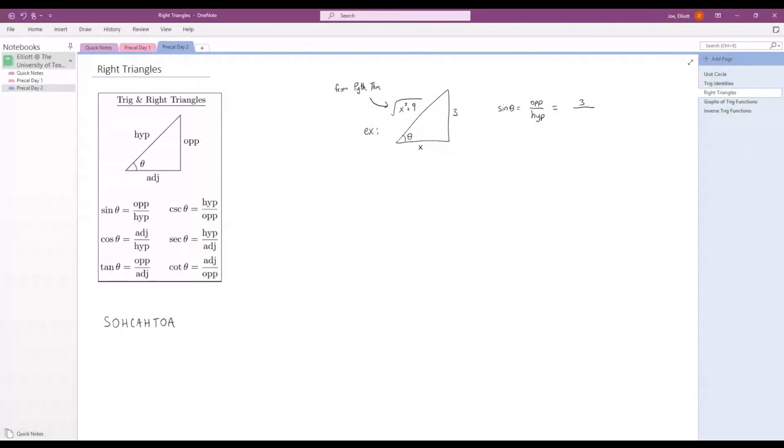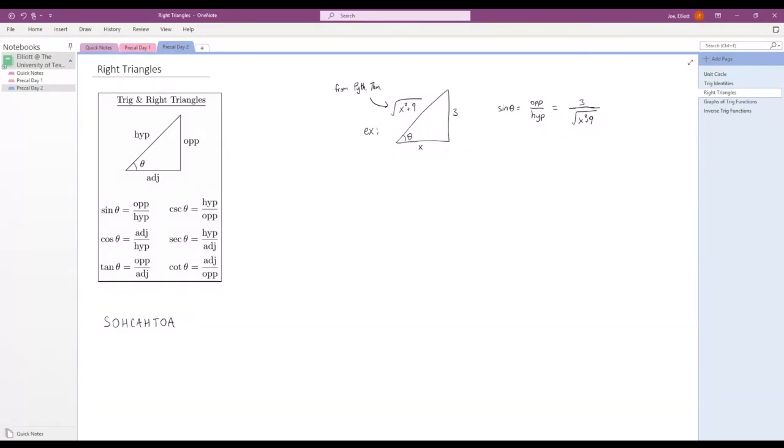Right. Okay. And then from there, now we know the hypotenuse has a length of square root of x squared plus 9. And so that would be an expression for the sine of theta. And then of course you can figure out any of the other trig functions as well.